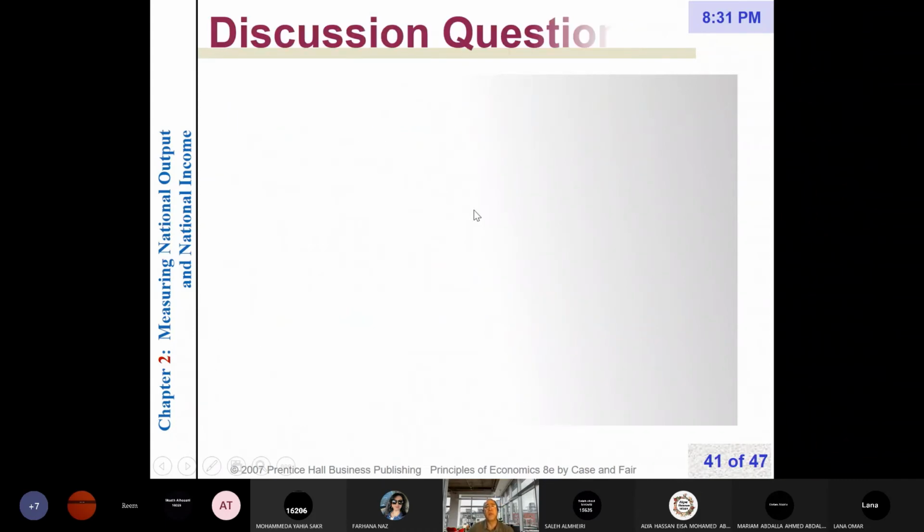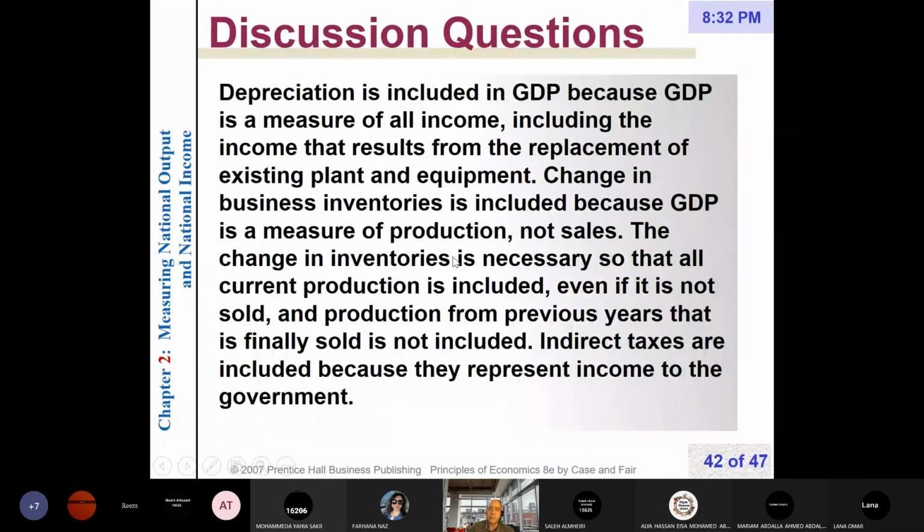So this is the answer for why we should exclude and include some items. This is the model answer. But please, if I give you the same question, don't copy paste. Try to reproduce it using your own English and try to give examples as we explained in the class.